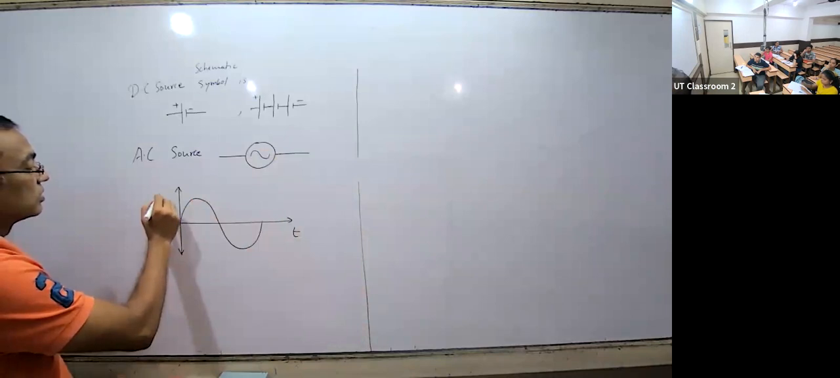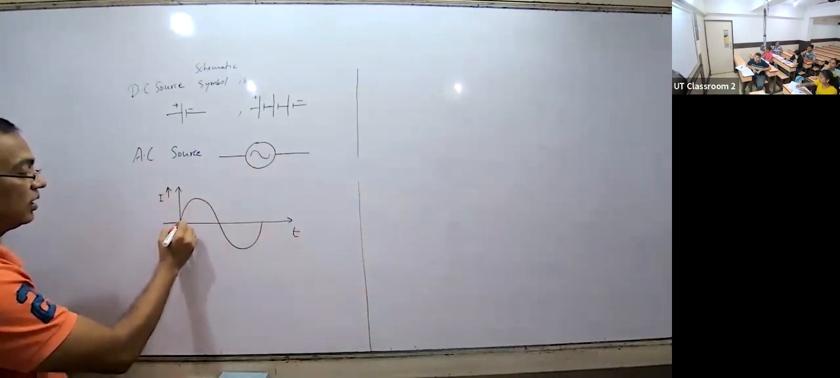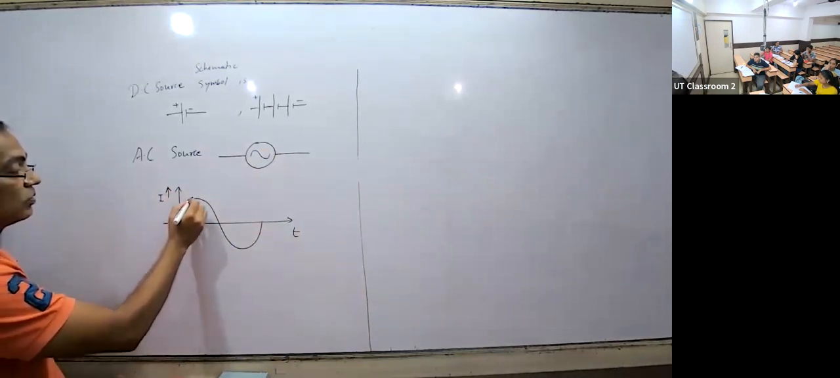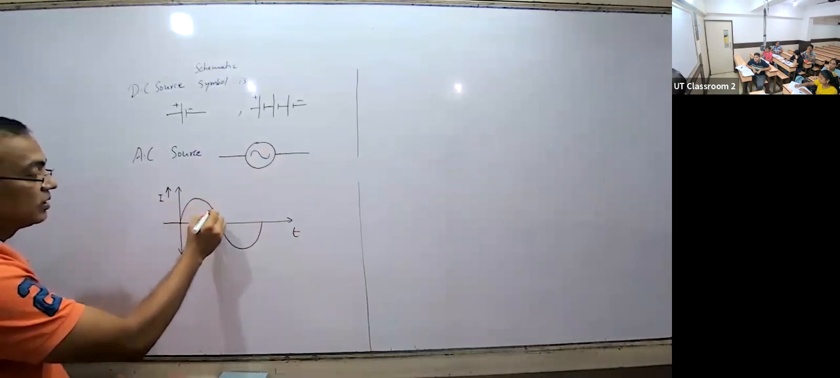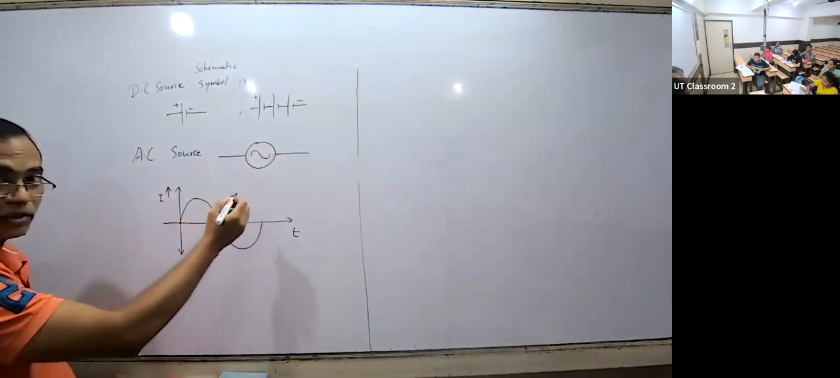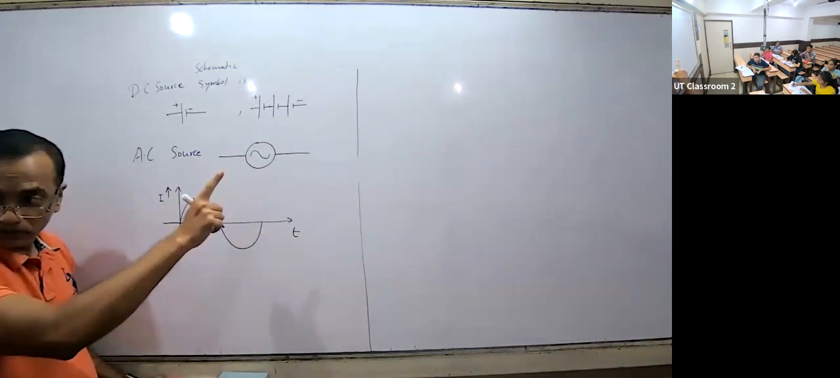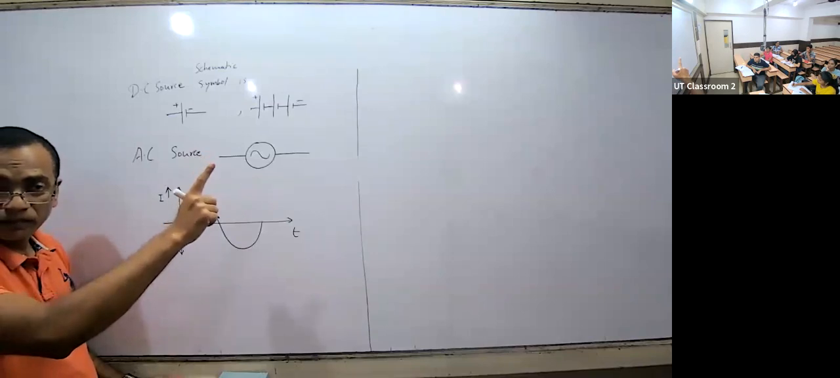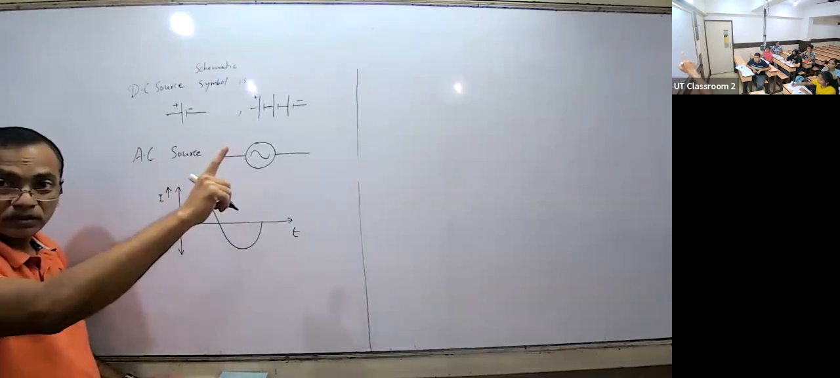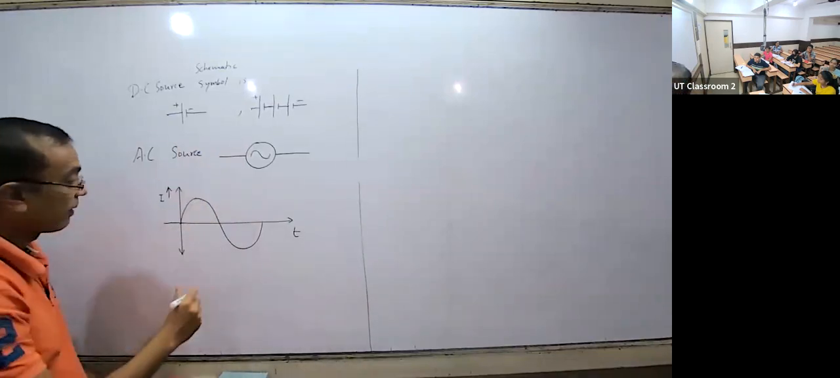So this is the current. With time, what is happening? At time 0, it was 0. Now it increases to this maximum value. Then again it decreases and becomes 0. Now it increases in the other direction. So the magnitude and direction both are changing for AC. What was there in DC? Magnitude and direction remain constant. Here both magnitude as well as direction change.